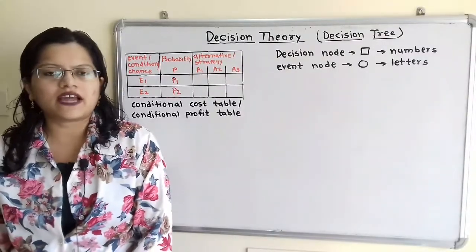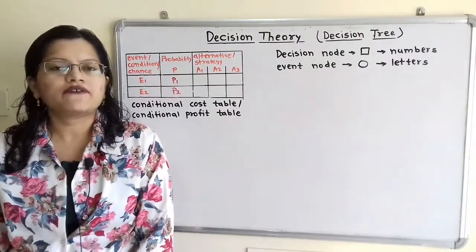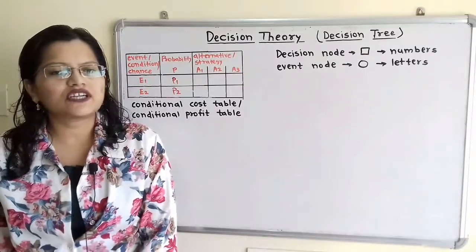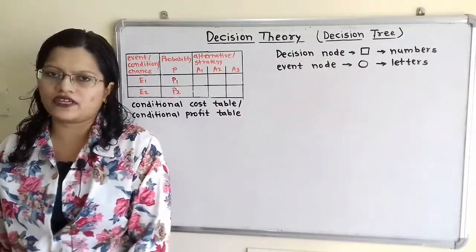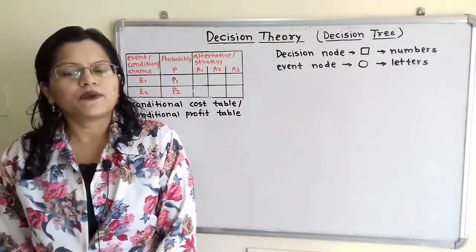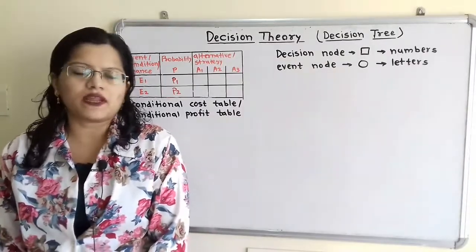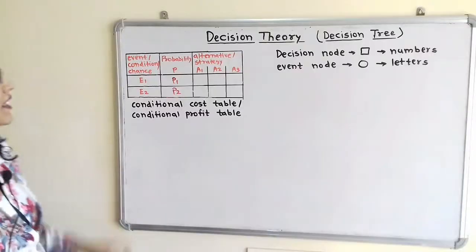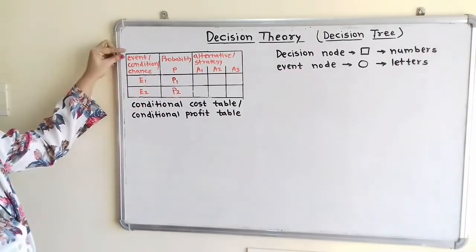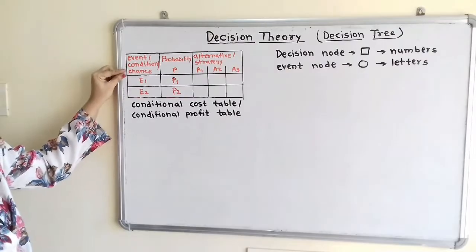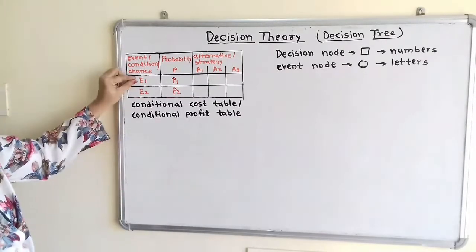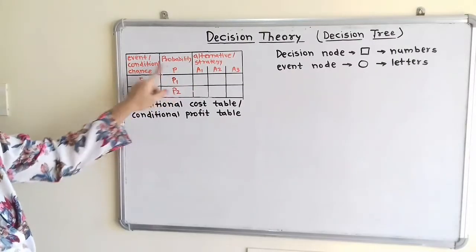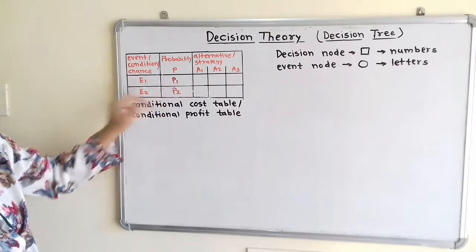Let us first understand how to plot the decision tree with the help of the analytical method, that is with the help of the conditional cost table or conditional profit table. Now if we compare this conditional cost table and conditional profit table with reference to previous videos, then in the first column we can plot here the event. It is also known as conditions, or we can say chance. So here there are two events, E1 and E2, which are given with probabilities, that is the probability of occurrence of these events is P1, P2.